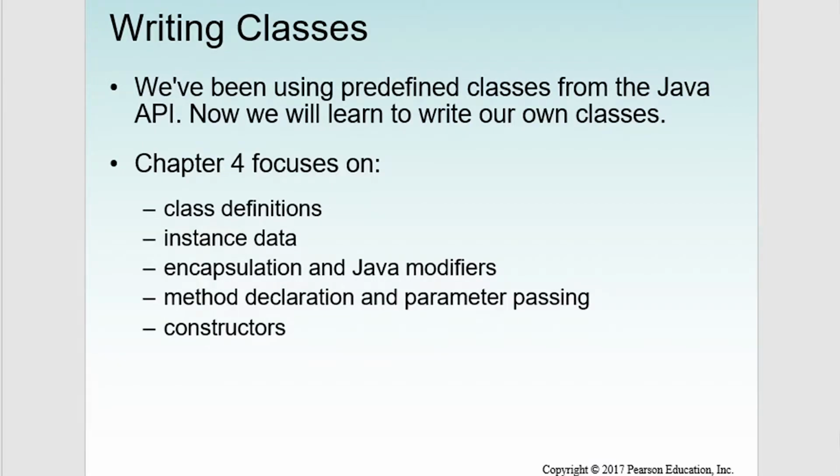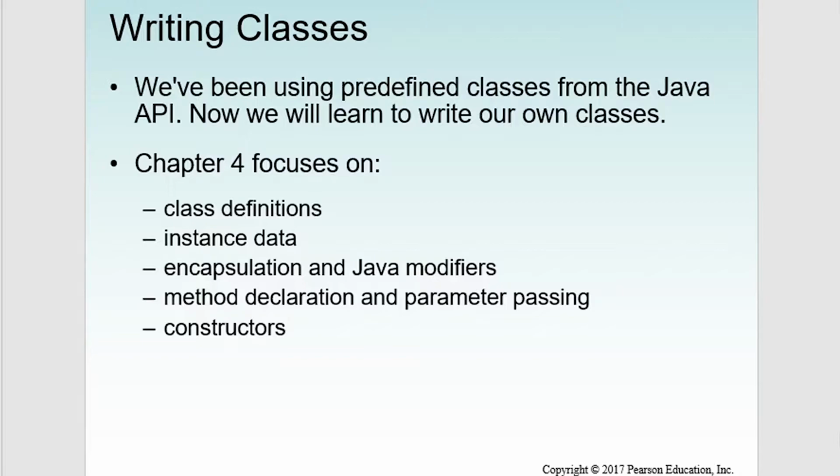Writing classes. We've been using predefined classes from Java's API. Now we will learn to write our own classes. Chapter 4 focuses on class definitions, instance data, encapsulation, Java modifiers, method declaration, parameter passing, and constructors. This is one of the more difficult chapters to understand, especially if you're a beginner in programming.